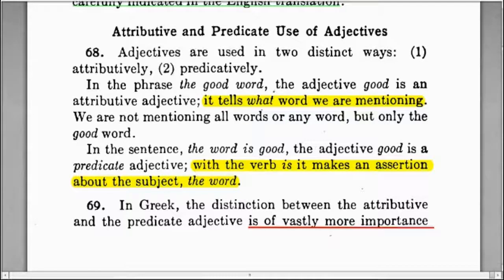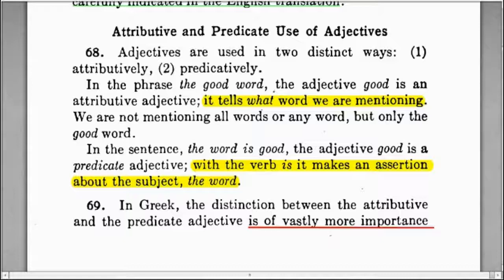Now, during our last lesson, we stopped at paragraph 67. So open up your Machen to paragraph 68, where we'll begin. This is the attributive and predicate use of adjectives. Adjectives are used in two distinct ways. First way is what we call attributively, and the second is predicatively. In the phrase, the good word, the adjective good is an attributive adjective. It tells what word we are mentioning. We're not mentioning all words or any word, but only the good word. In the sentence, the word is good, the adjective good is a predicate adjective. With the verb is, it makes an assertion about the subject, the word.